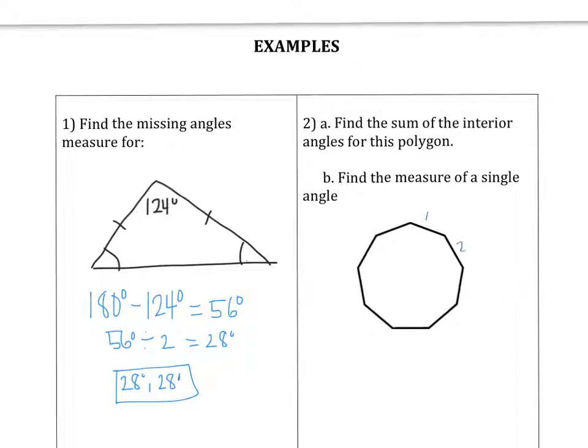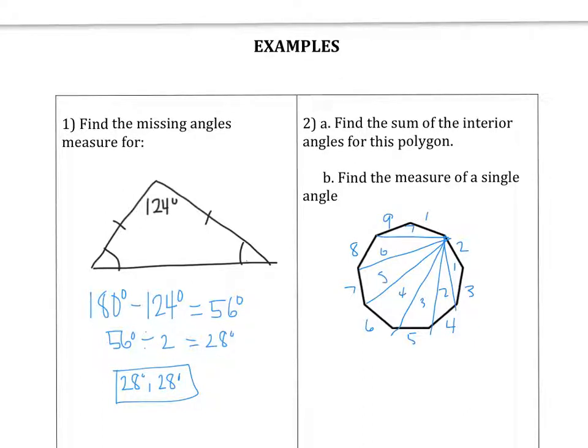1, 2, 3, 4, 5, 6, 7, 8, 9 sides. That means that we have, let's see how many triangles that makes. 1, 2, 3, 4, 5, 6, 7.